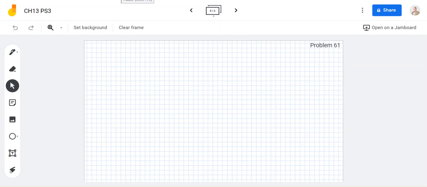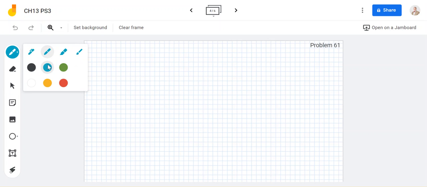All right, let's start with chapter 13, problem set number 3. First problem is 61. At what height above the Earth's surface is the energy required to lift a satellite to that height equal to the kinetic energy required for that satellite to stay in orbit at that height? Yikes. So let's look at the Earth real fast.